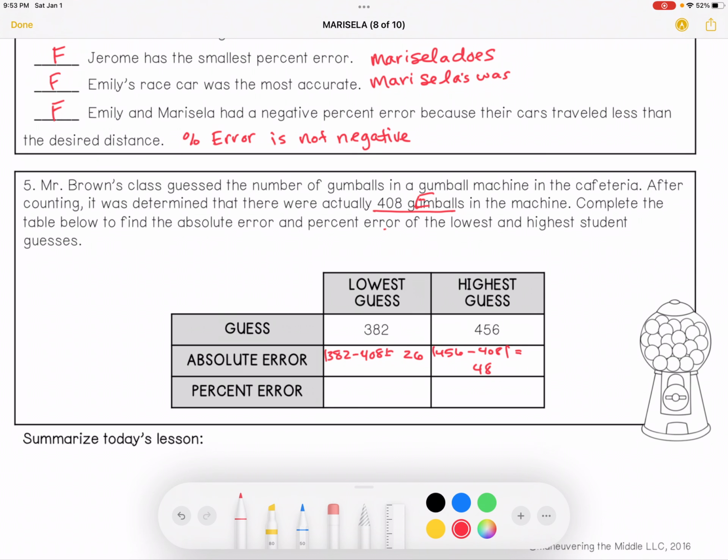All right, so the percent error would be 26 out of 408 equals what percent of 100? And 48 out of 408 equals what percent out of 100? This equals 6.4%, and this equals 11.8%. All right, good luck.